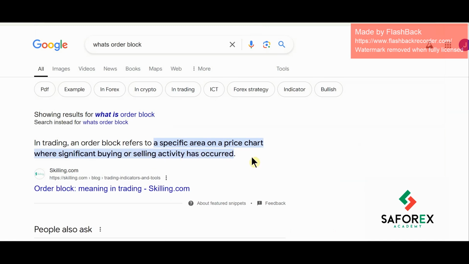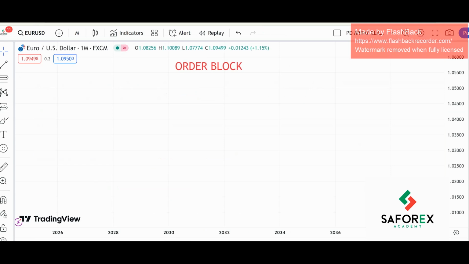All right. So in other words, it's a two-word concept. It's from order, which has to do with arrangement, and block, which has to do with a huge level of transactions. Okay, the bottom line is this: you can't really see it when it's happening. You cannot see when that order block occurred. You can only identify order block on your chart.